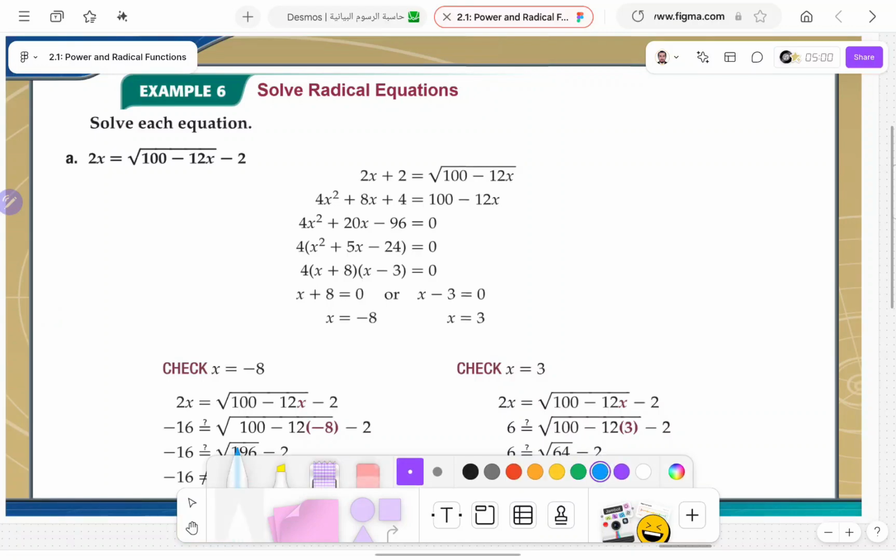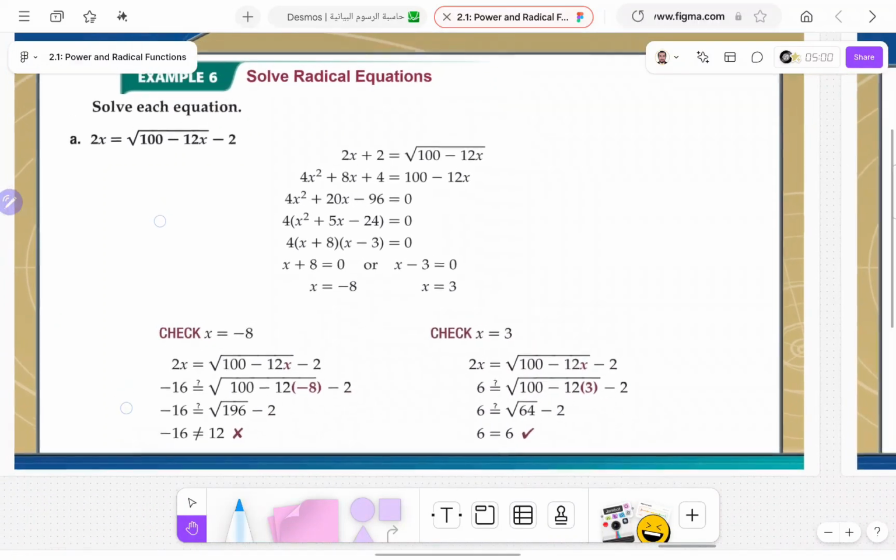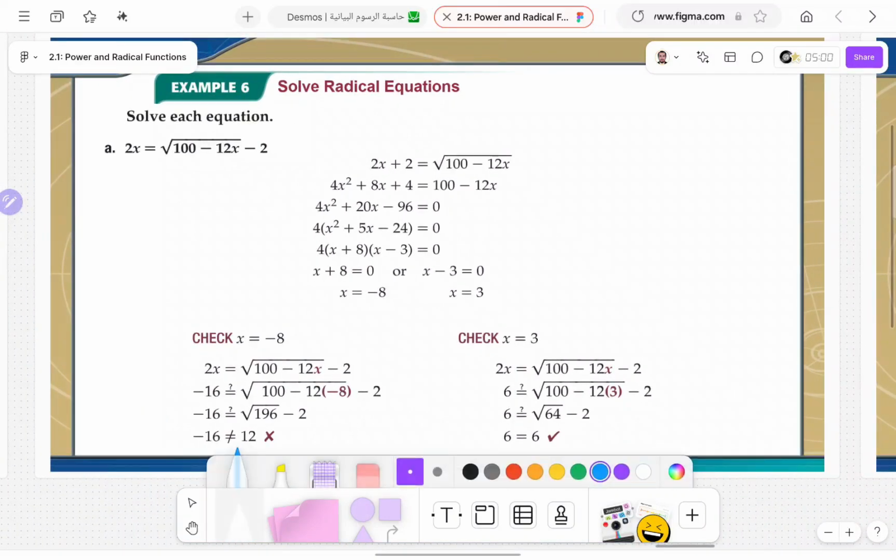The first example here, as you can see, solve this radical equation. My goal is to isolate x, to solve for x. The first step, try to isolate the square root. Where is the part that has the square root? All of that part has the square root. So try to isolate the square root alone on one side, so you can square it to cancel the square with the square root.